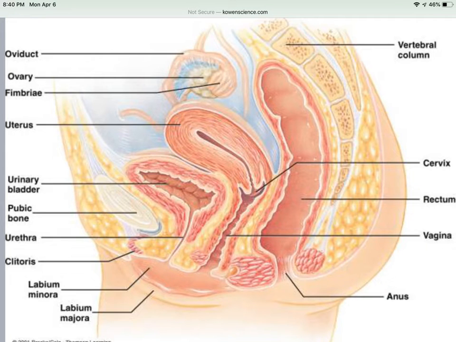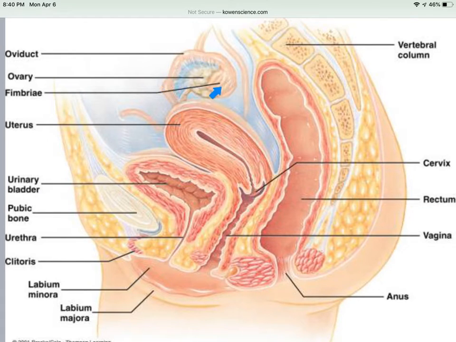Looking at the female reproductive system, just to get you oriented, right here is the pubic symphysis of the pelvic bone. Right here we have the large intestines, specifically the rectum. Right here we have the bladder, and we have the urethra. Now above, these are the ovaries. The ovaries are paired. There's one on each side. They are held to the uterus by the ovarian ligament.